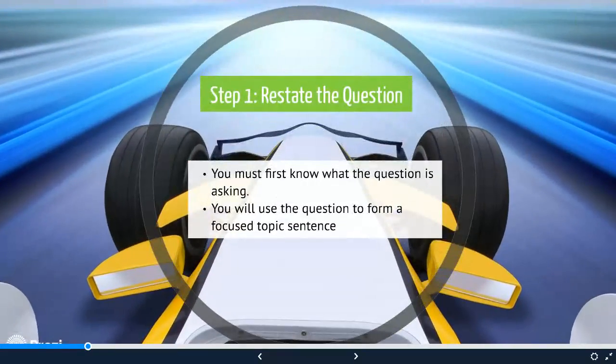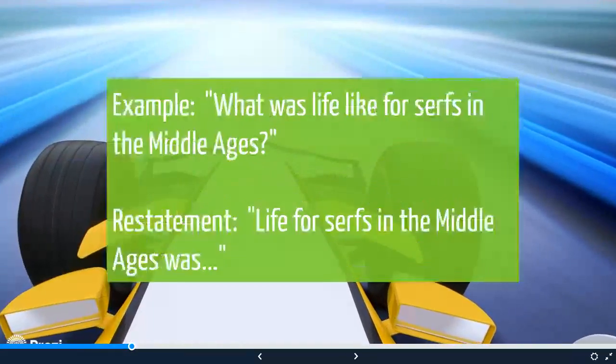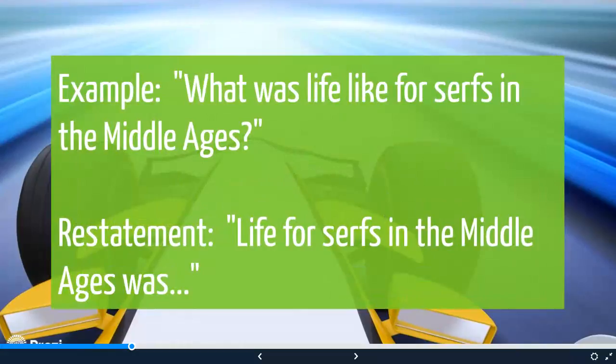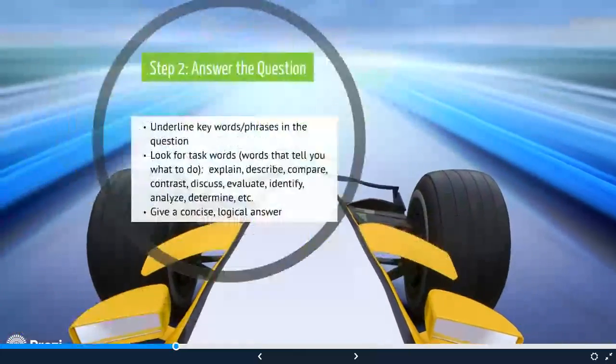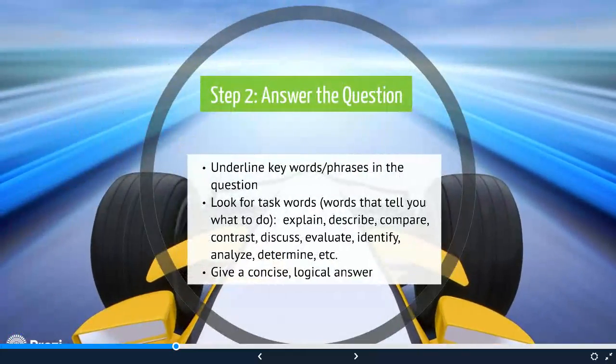The first step is to restate the question. First and foremost, you have to know what the question is asking, and then you'll be able to use that question to create a topic sentence. So what does that look like? What was life like for serfs in the Middle Ages? When we take that and restate it, it looks like this. And you have an example here. Life for serfs in the Middle Ages was. So we take that question and we flip it around to make a statement. And then we complete that with step two.